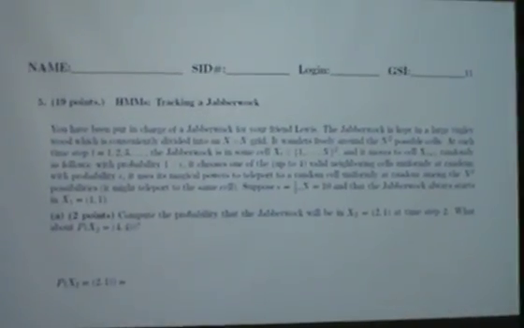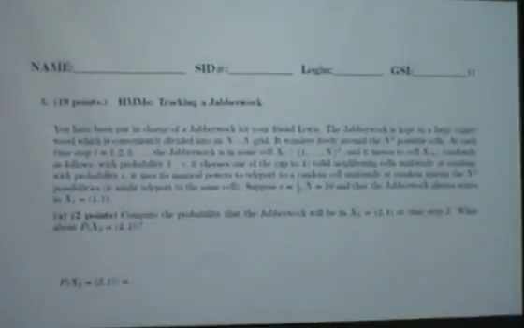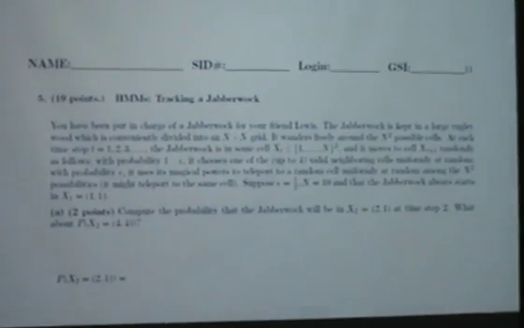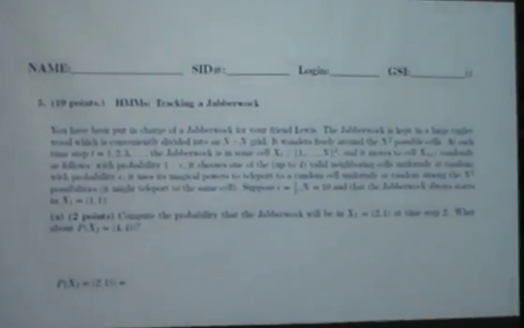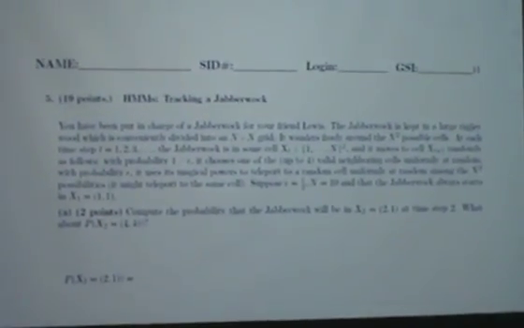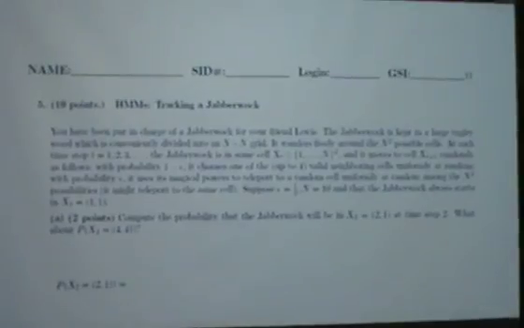You've been put in charge of a Jabberwock for your friend Lewis. The Jabberwock is kept in a large Tugley wood, which is conveniently divided into an n-by-n grid. It wanders freely around the n-squared possible cells. At each time step, the Jabberwock is in some cell. Okay, so there's your hidden part of the state. He's in some cell.